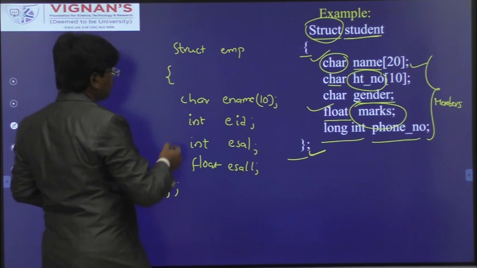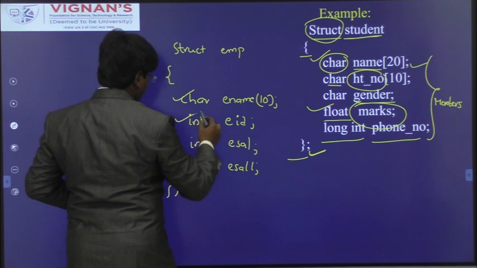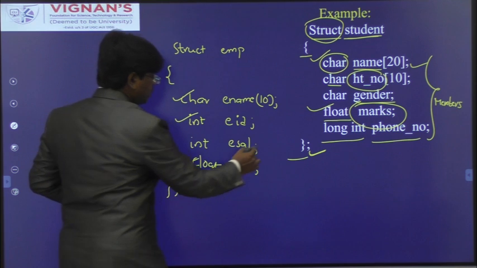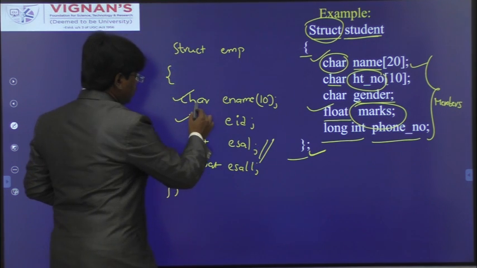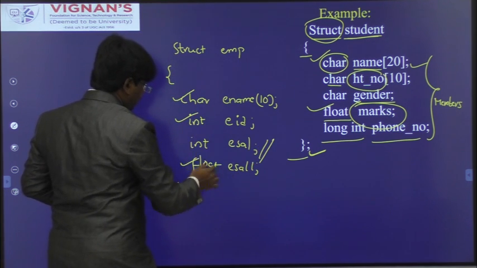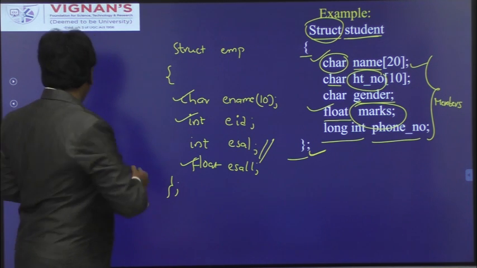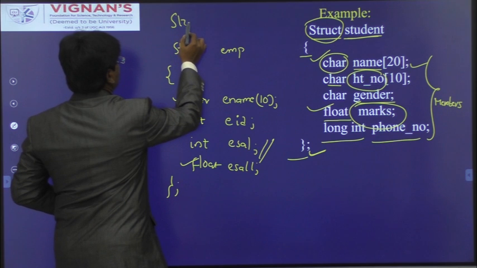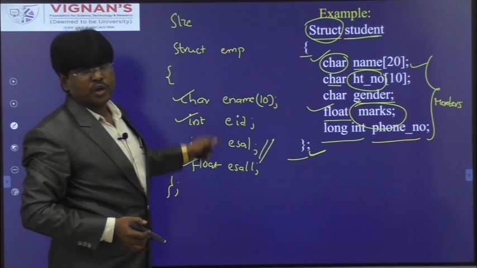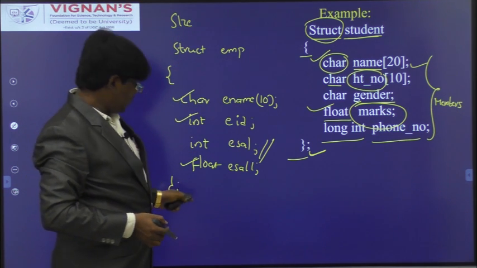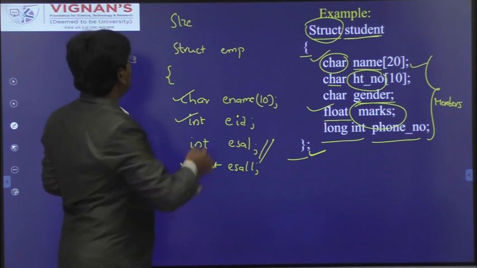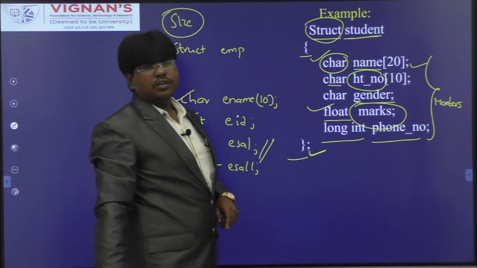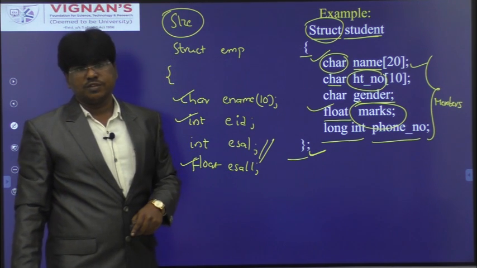How many different data types are there? Character, integer, float. These are the three types of data types. I have represented this in a comment, so you consider only these three: character, integer, and float. If you want to mention specifically the size of this structure, you know now it is an employee structure. We have declared all the members and ended with a semicolon. How can we find the size of the given structure, sir? It is very very important to calculate the size of the structure.